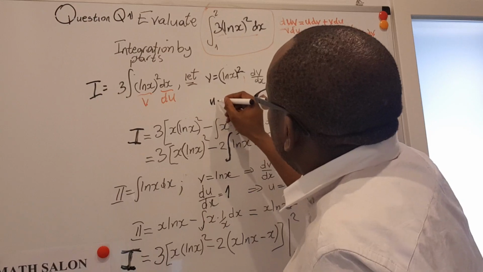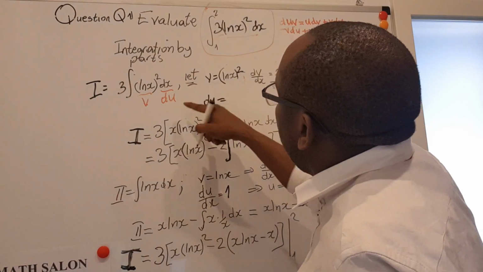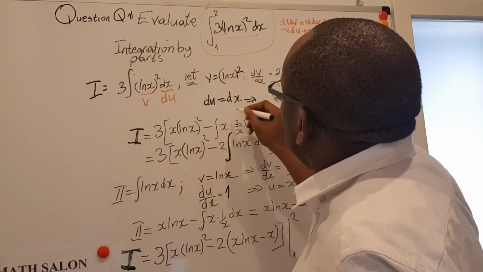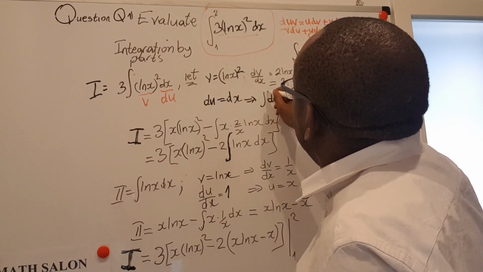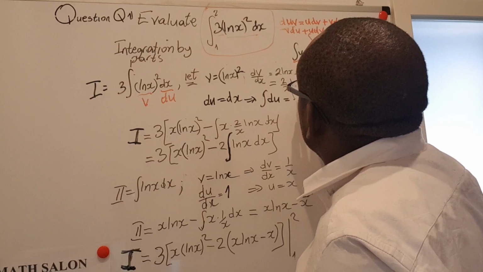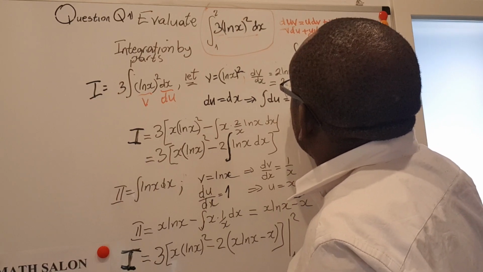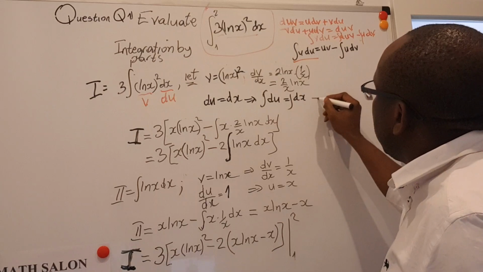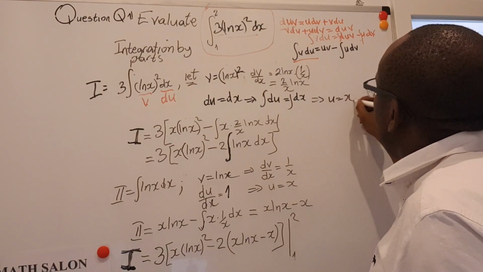Then your du will just be equal to dx. And this means if I integrate both sides of that, the integral removes the derivative, and this gives me that u is equal to x.